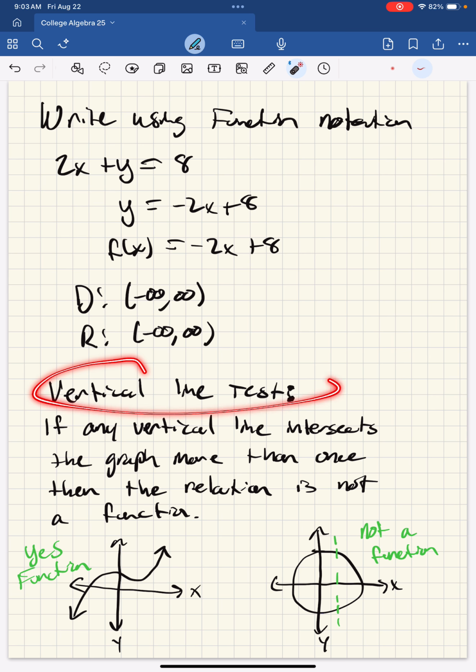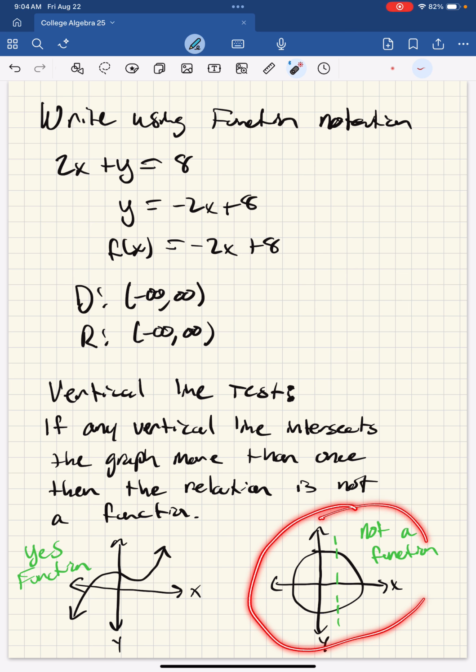Let's talk about the vertical line test. So if any vertical line intersects the graph more than once, then the relation is not a function. So here we have a polynomial curve. There is no vertical line that is going to hit this graph more than once. So yes, it is a function. This is just a visual representation that every valid input is paired with a single possible output. So there is not more than one y value with any x value. So that's just how we visualize it.